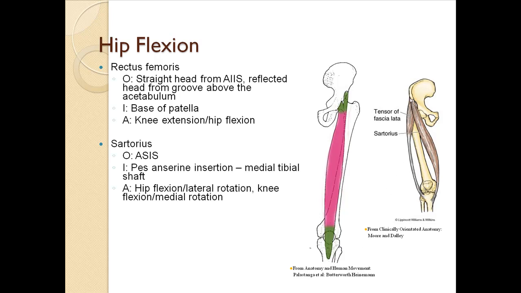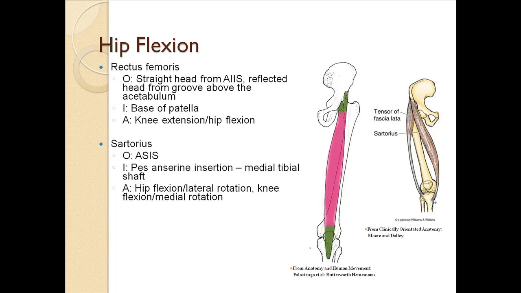Sartorius, on the other hand, is this long strap-like muscle. It's called the tailor's muscle. It arises from the anterior superior iliac spine. It passes obliquely through the anterior compartment of the thigh before passing posteriorly behind the medial femoral condyle, then behind the medial tibial condyle before attaching eventually into the upper medial aspect of the shaft of the tibia.